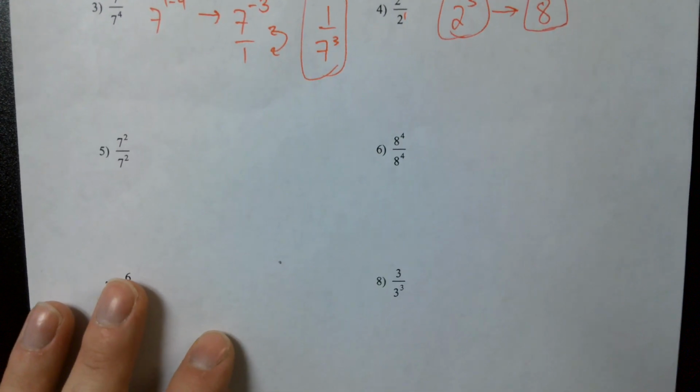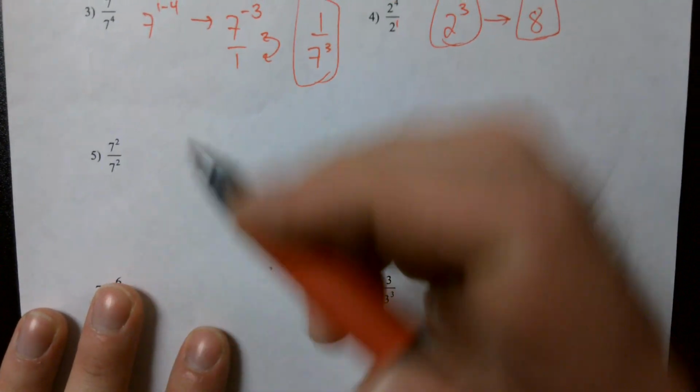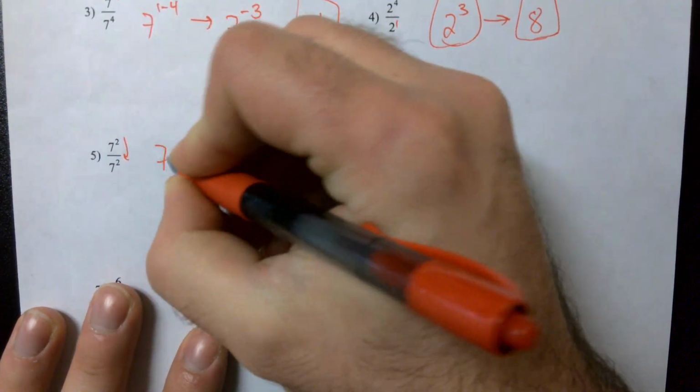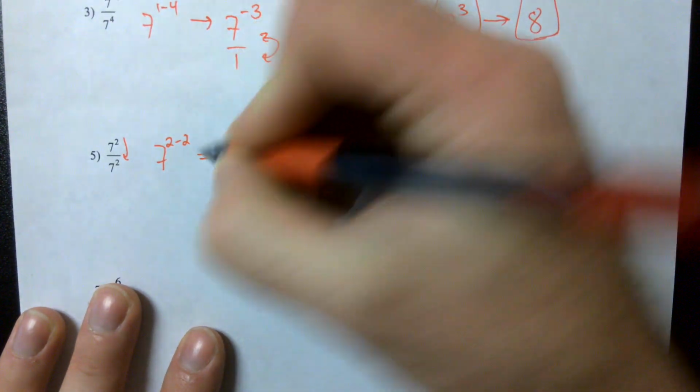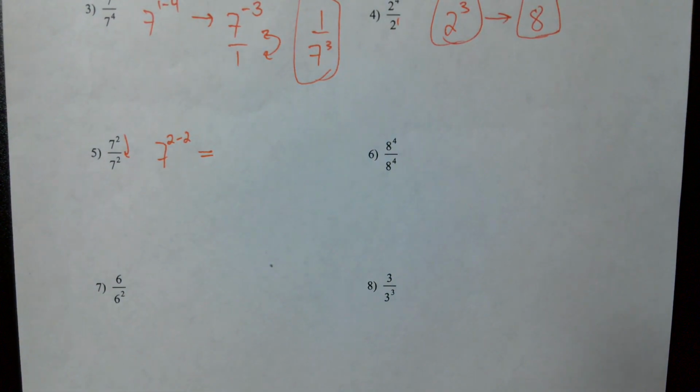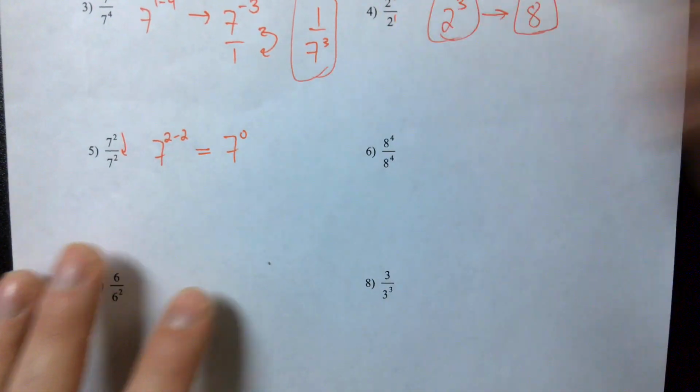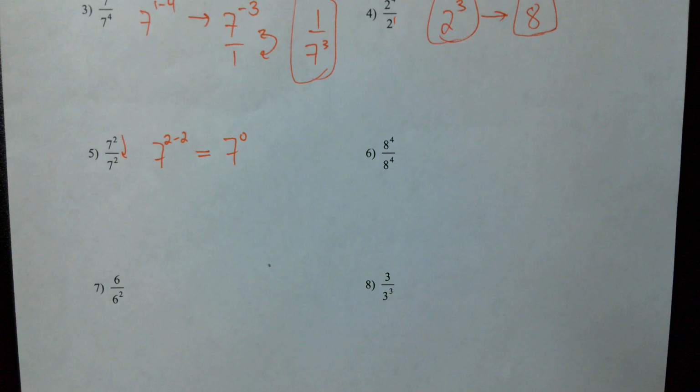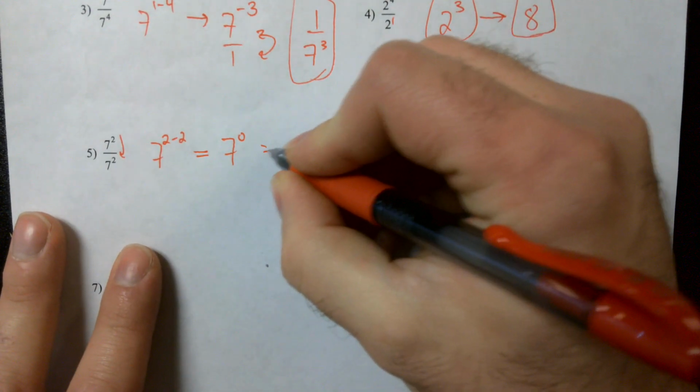Welcome back. Now for number 5. If I subtract down, I get 7 to the 2 minus 2. What's 2 minus 2? 0. So I get 7 to the 0th power. What's anything to the power of 0 again? 1.